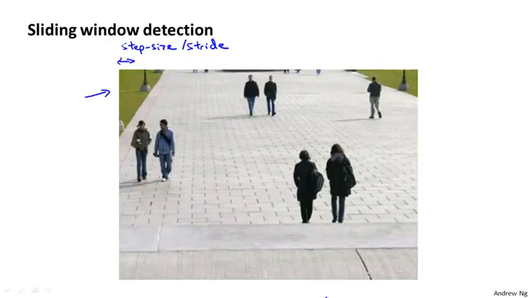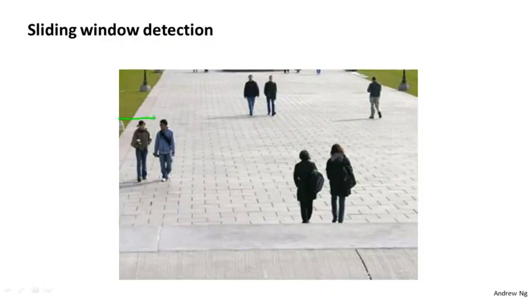Now, that was a pretty small rectangle that would only detect pedestrians of one specific size. What we do next is start to look at larger image patches. So now let's take larger image patches like those shown here and run those through the classifier as well.